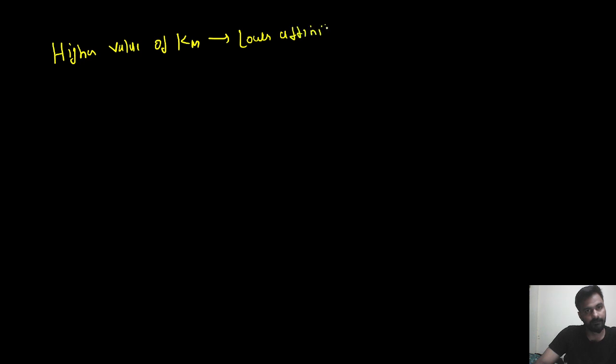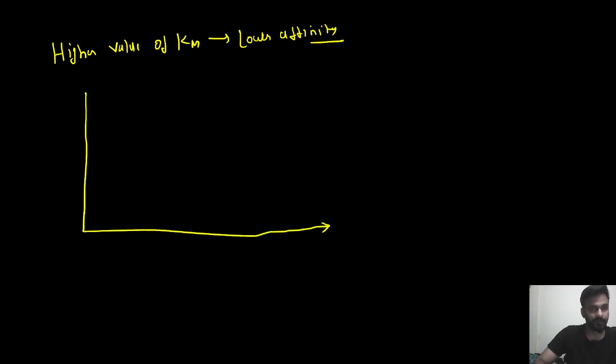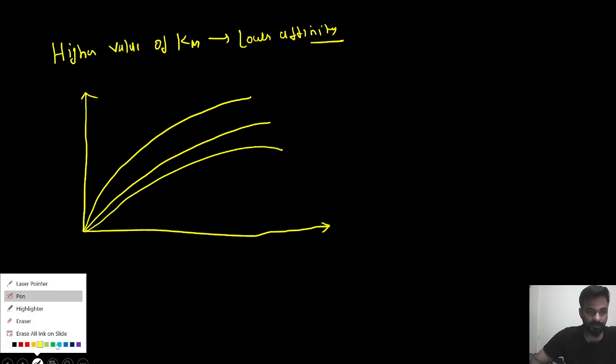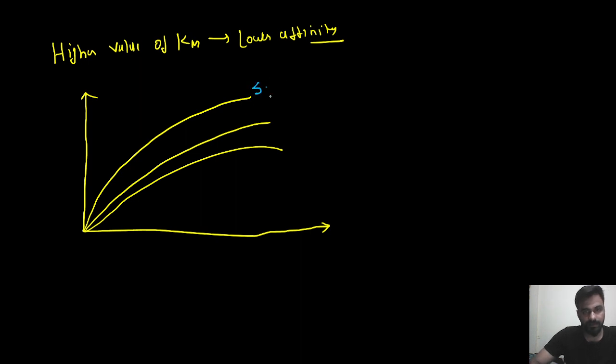Now, a higher value of Km signifies lower affinity. How can you understand this? I am helping you understand with the help of one graph. The plot will be like this. There are three plots here. I am assuming this one is S1, this one is S2, and this one is S3, right? The rate will be like that. So here this rate will be Vmax.